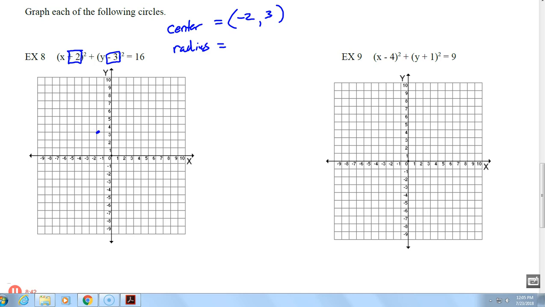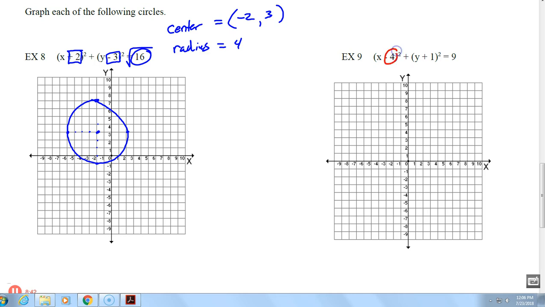My pen calibration's a tad bit off. And then the radius is the square root of 16, which is 4. So now I count out 1, 2, 3, 4, up 1, 2, 3, 4, and so on around. These are the points that I use to do my best. It's going to be kind of ugly, but that'll work. You get the gist of it. All right, let's try the next one.